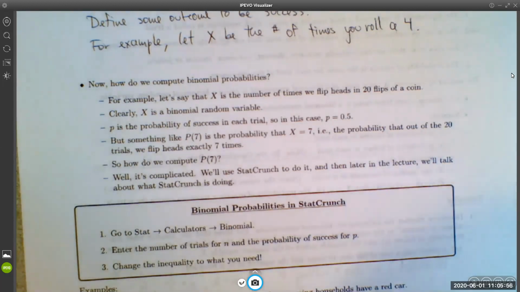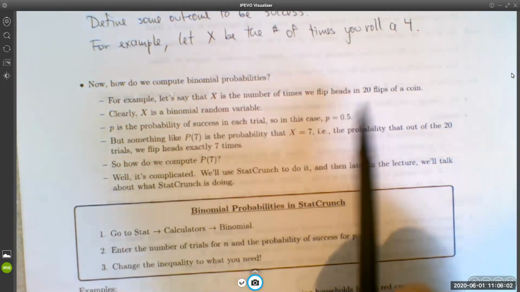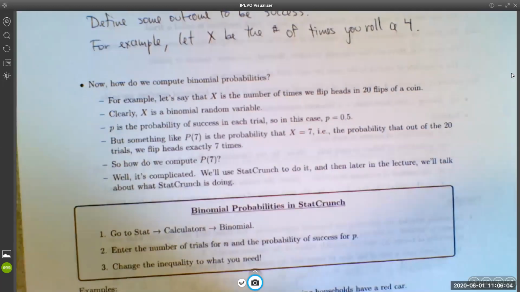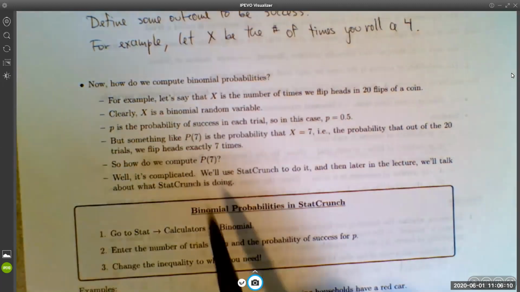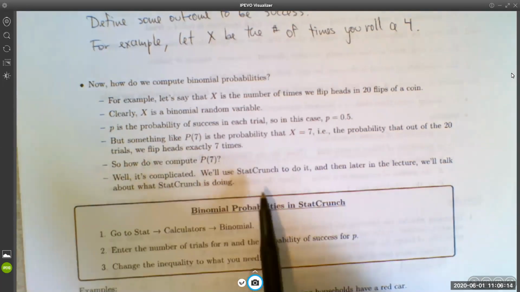So you can't just take x and divide it by the number of trials, right? You can't say it's 7 out of 20. No, not even close, right? The probability we flip exactly 7 heads, that's tricky. It's complicated, right? For now, we're going to use StatCrunch to do it.